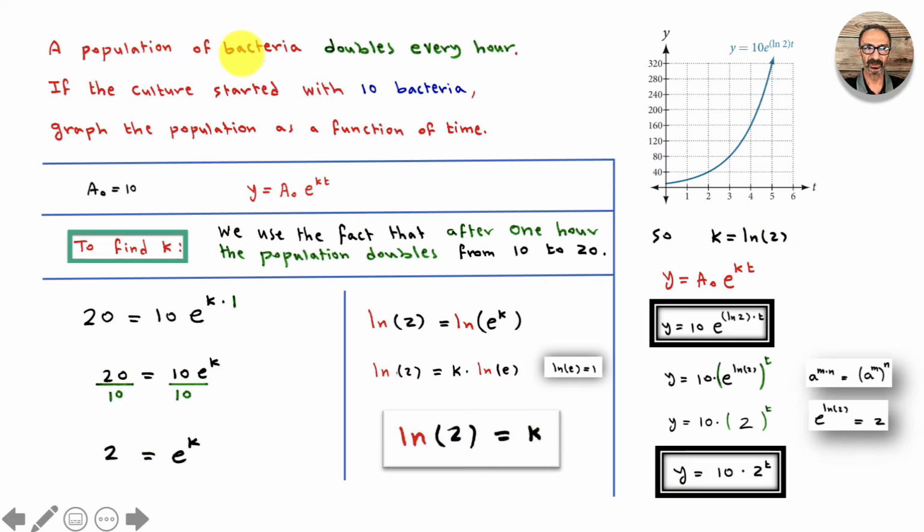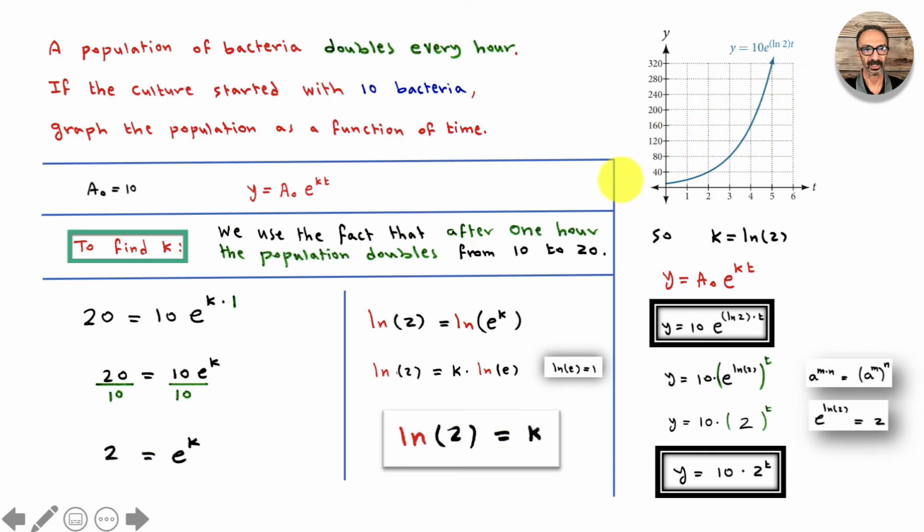A population of bacteria doubles every hour. The keyword is double, and every hour is another keyword, another piece of information that we have. If the culture started with 10 bacteria, that's my initial amount, graph the population as a function of time.